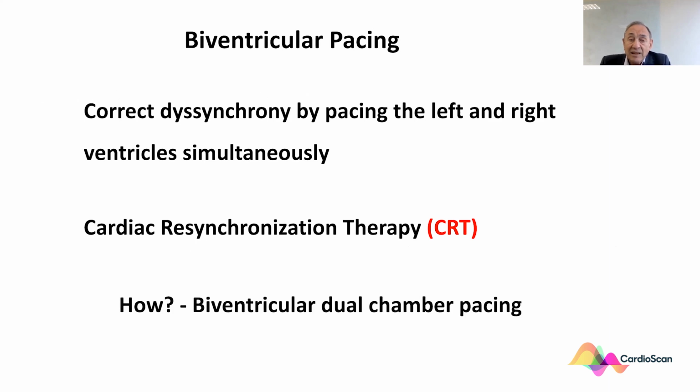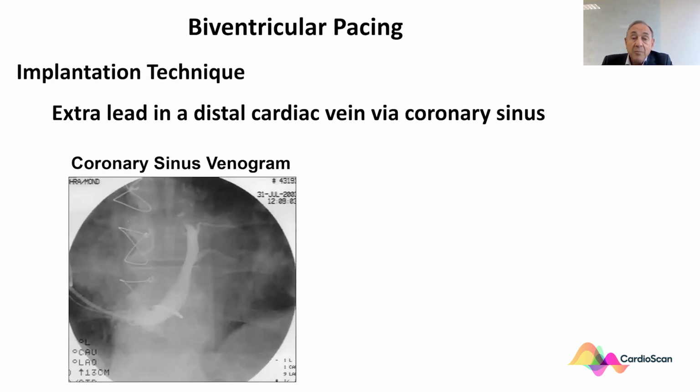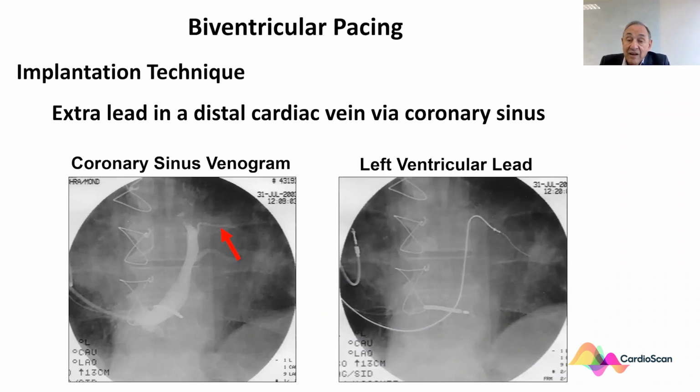How do we do it? Well, it's biventricular dual chamber pacing. The implantation technique involves an extra lead in the distal cardiac vein via the coronary sinus. And we can see below a coronary sinus venogram with dye in the coronary sinus. Once this is done, we can then find a suitable vein, a small vein, in which to insert the lead. And as you can see here with the red arrow, where we're going to insert it. And then once it's inserted, you can see it go down into this vein.